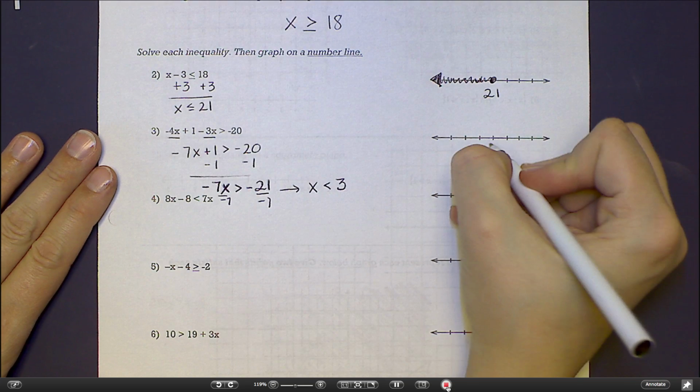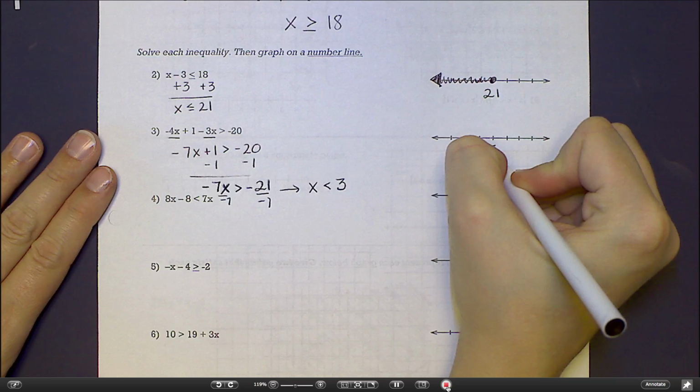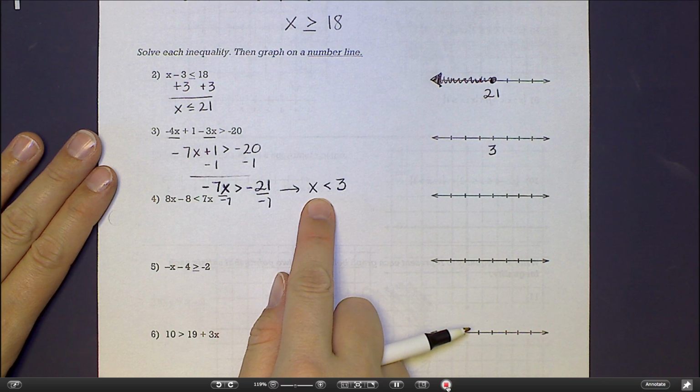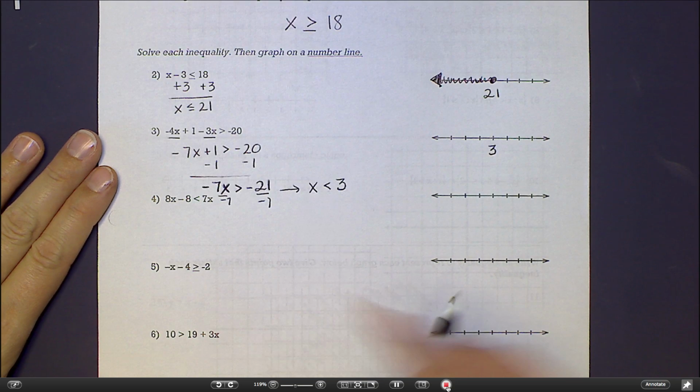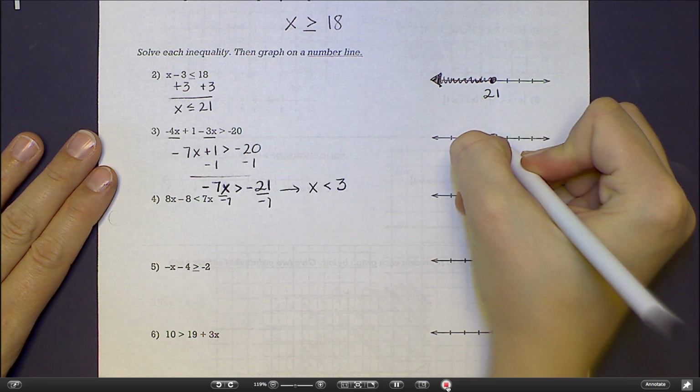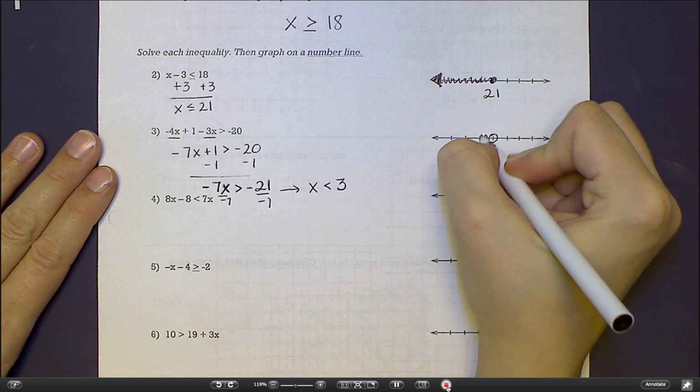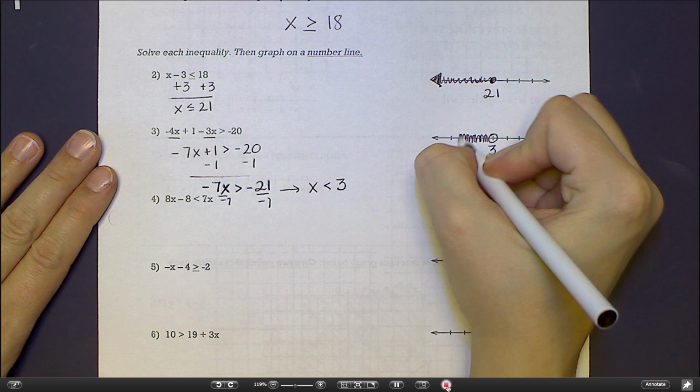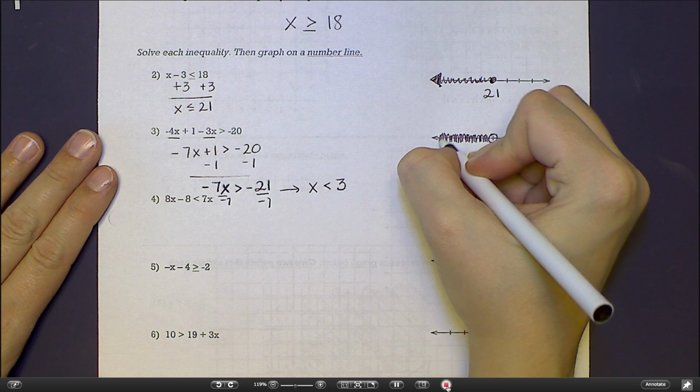So on my number line for this one, I'm going to stick 3 on there. There's no equal bar, so I don't want to include the 3 in my answer. So I'm going to use an open circle, and less than would be shaded to the left once again, including my arrow.